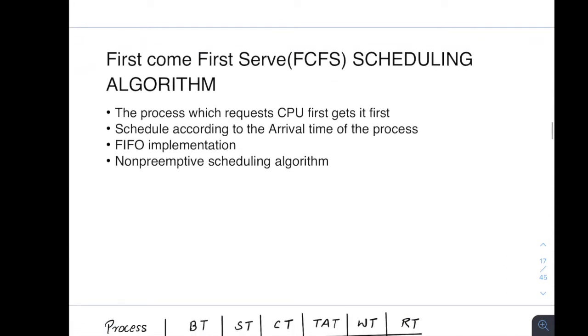Now let's focus on algorithms. The first one is first come first serve, the FCFS scheduling algorithm. From the name itself, whichever arrives first will be scheduled first. The process which requests the CPU first gets it first. Schedule according to the arrival time of the process. This is basically a FIFO implementation, so you can use a FIFO queue and implement this. It's quite easy to implement, and it's a non-preemptive scheduling algorithm. So a process cannot be forcibly removed from the CPU in this case.